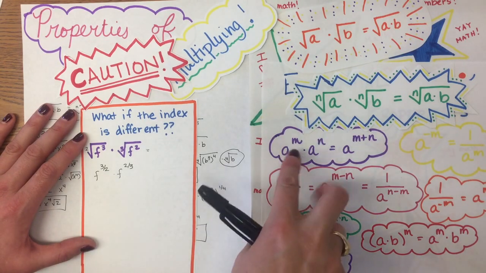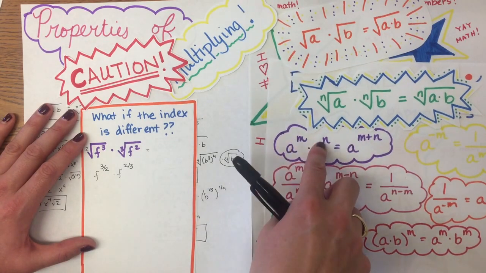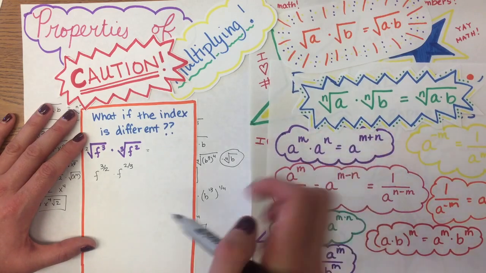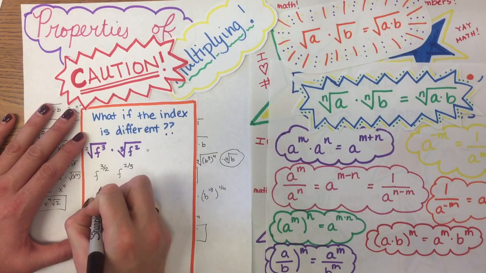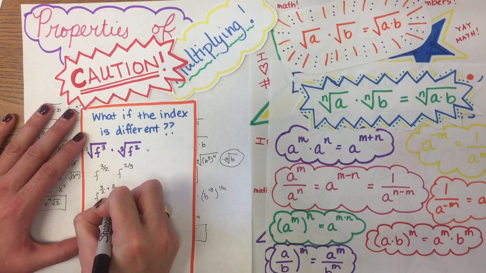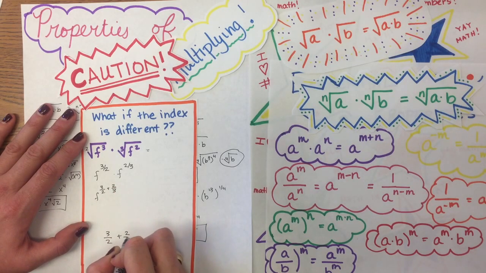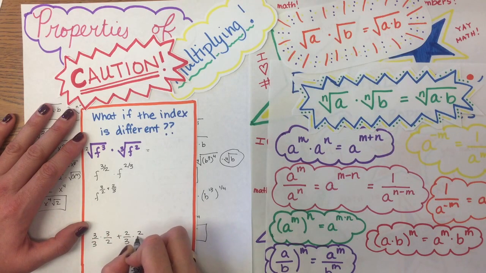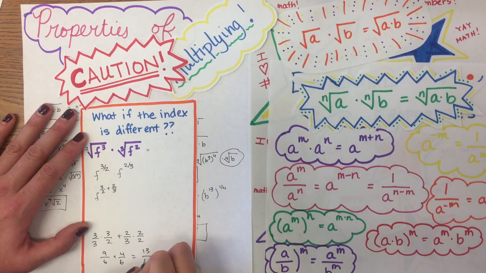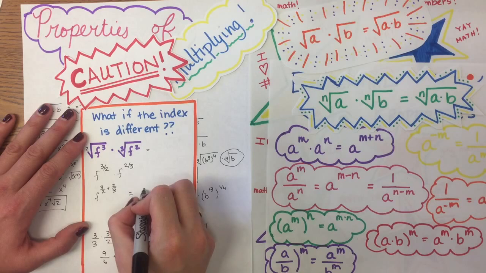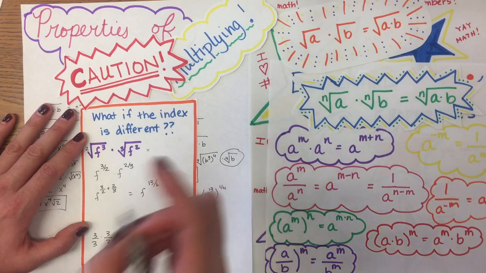Based on our properties of exponents, I have the same base raised to exponents. I'm going to add them. So this becomes f to the 3/2 plus 2/3, and I have to do that math. So 3/2 plus 2/3. I need a common denominator. This gives me 9/6 plus 4/6, which is 13/6. So this is f to the 13/6.